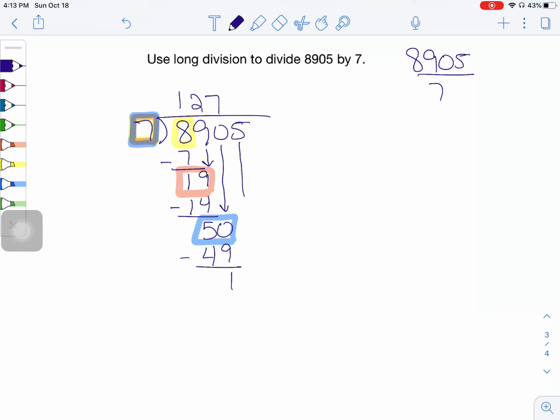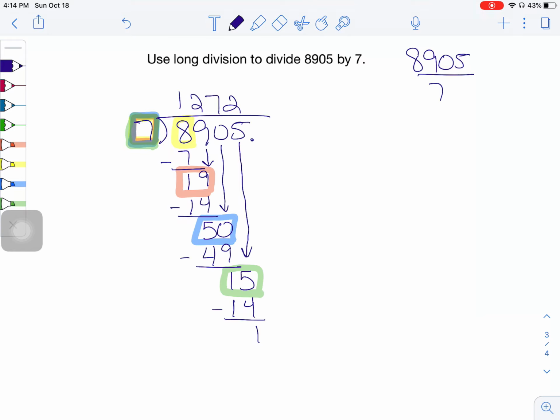Bring down the last number in our original problem, so this is 5. And we're going to take this 7 here one more time and divide it into 15. So 7 goes into 15 2 times. 2 times 7 is 14. We're going to go ahead and subtract one more time. We get 1.